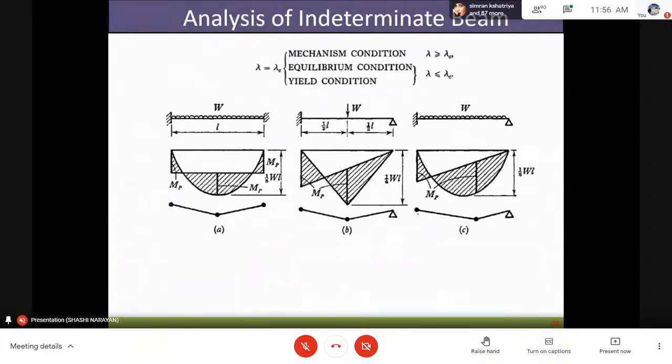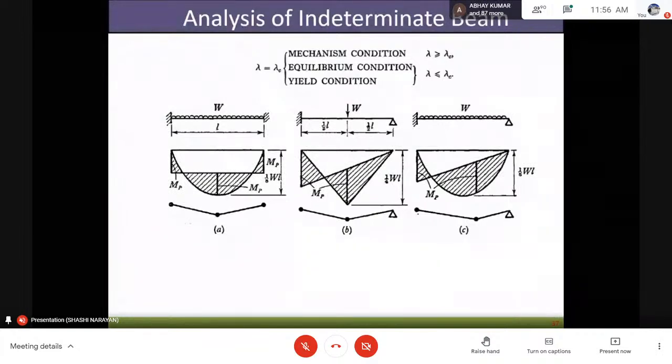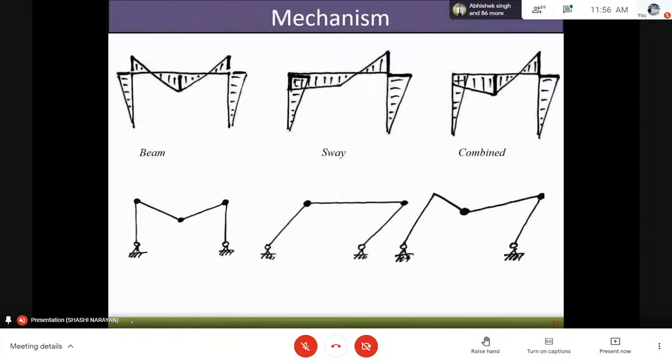Then there is one of the methods, that is the mechanism method. We assume that these three locations will have the hinges, and then we try to equate using the work energy method. That is, the work done by the external forces will be equal to the work done by the internal forces, that is the plastic moments at the points where we'll have the plastic hinges. We assume a rotation, equate that, and determine the load carrying capacity of the beams.